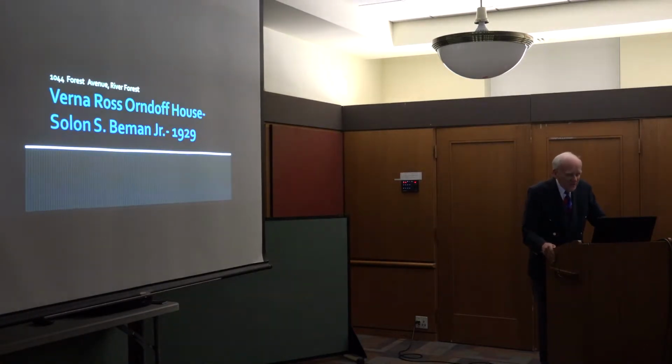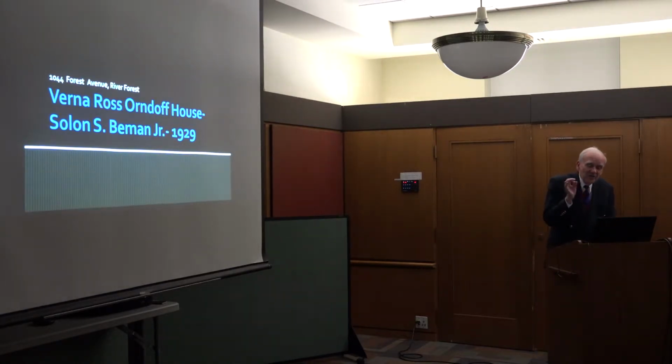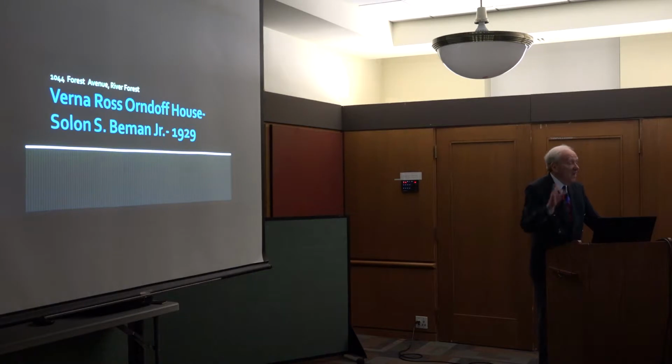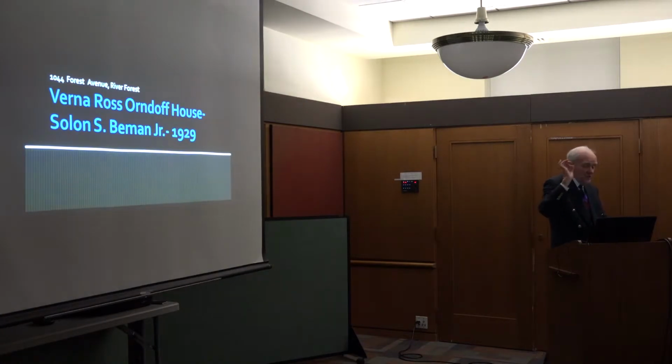The next home we're going to visit was by another architect, Salon S. Beeman. His dates are 1887 to 1952. He was the son of a more famous architect. He's a junior. His father designed the town of Pullman in the southern suburb of Chicago. Also, all the buildings for the Columbian Exhibition of 1894. So he had a very famous dad.